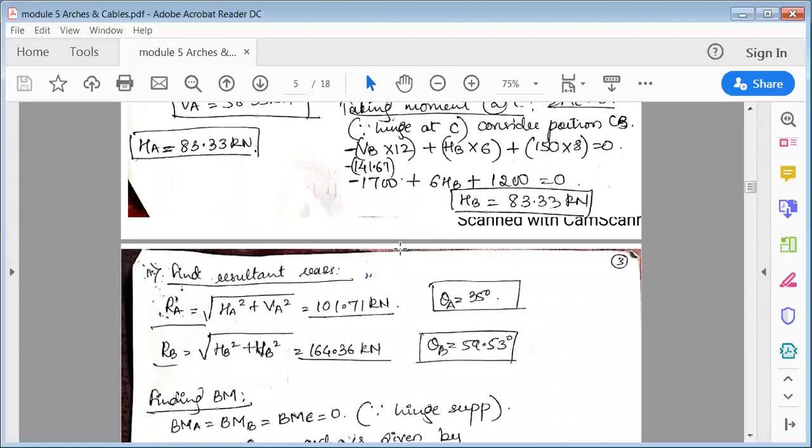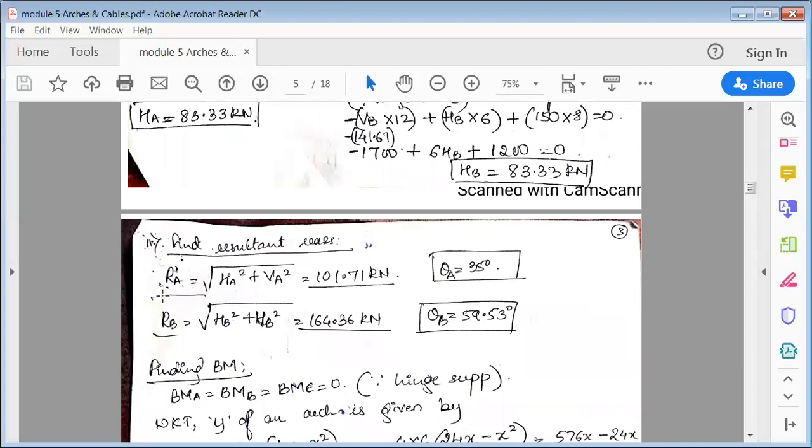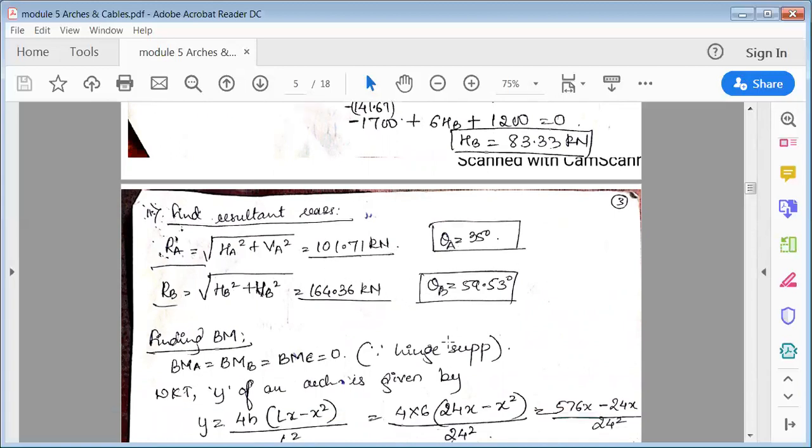Next, we have to find the resultant. To find the resultant RA, we know it is the square root of HA square plus VA square. Solve this and you'll get the value. Then theta A is tan inverse of VA divided by HA. Similarly, for RB, it is the same: square root of HB square plus VB square. Solve this, you'll get the value, and then you'll find theta B.